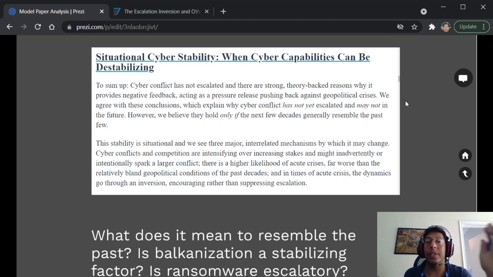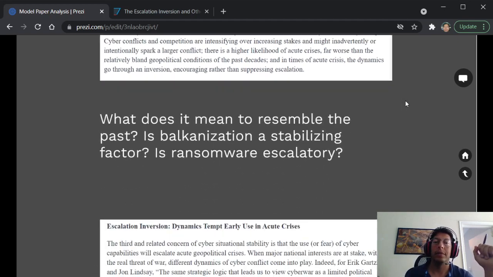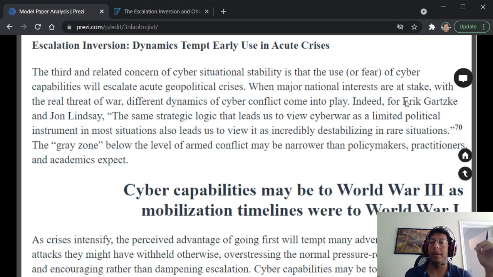Look, at this point in the paper, you're probably like, we need to have stronger arguments, right? These are not good arguments. Is balkanization, for example, a stabilizing factor? That would be something I would ask from reading this paper, and you should ask when reading this paper, because balkanization seems to be a very stabilizing factor. Is ransomware escalatory? Another question you're asking yourself. If not, why not? It appears to be, right? It appears to be escalatory.